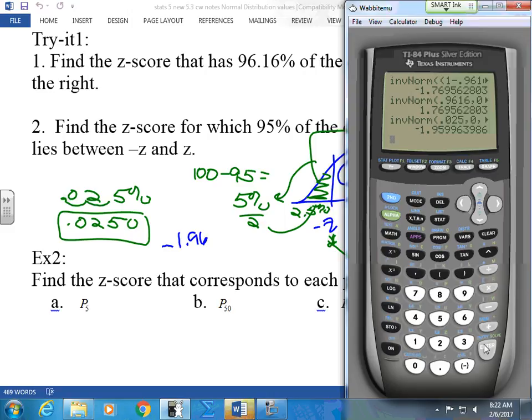Now, your calculator is so smart. It could say, okay, what you wanted to do, you wanted to, in parentheses, subtract this from 1, right?